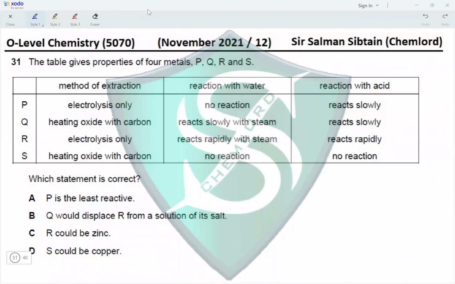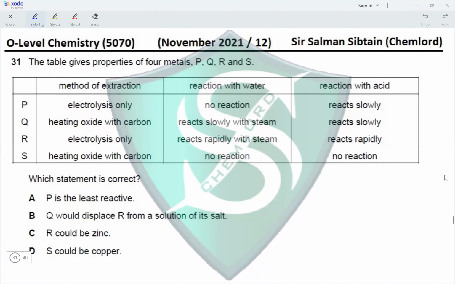Hi guys, this is O level chemistry, paper 12, November 2021, question 31. The table gives properties of four metals P, Q, R, and S. Okay, method of extraction, reaction with water, and reaction with acid. So for P, method of extraction is electrolysis only. There is no reaction with water, and P reacts slowly with acid.